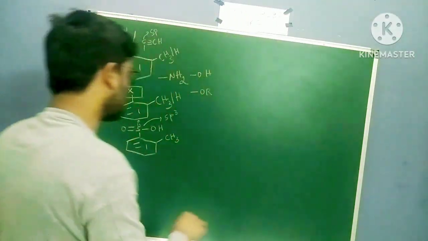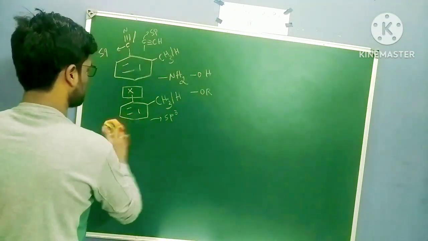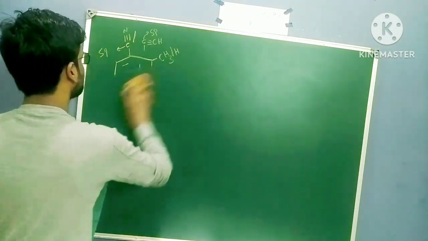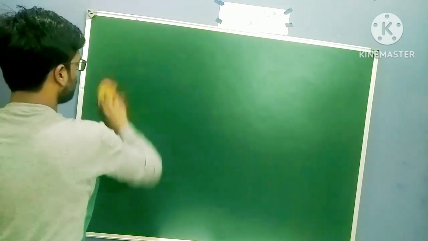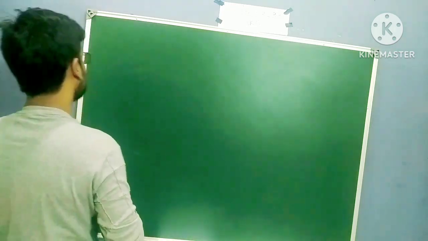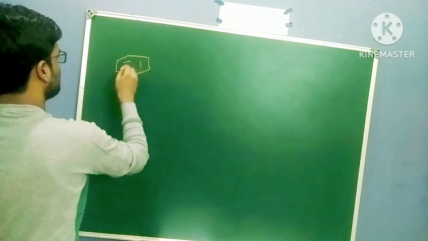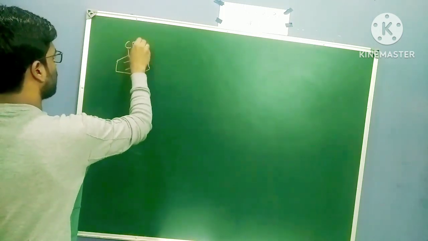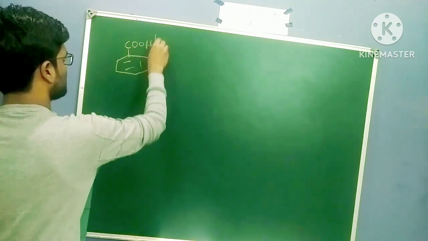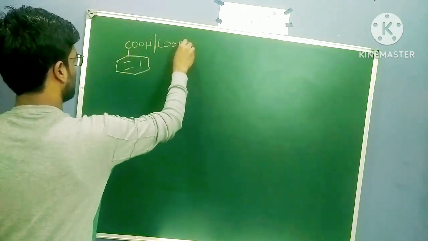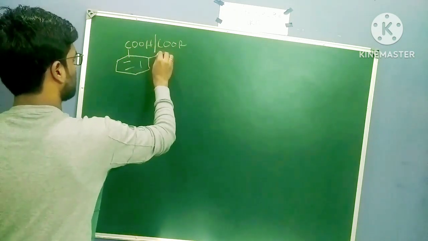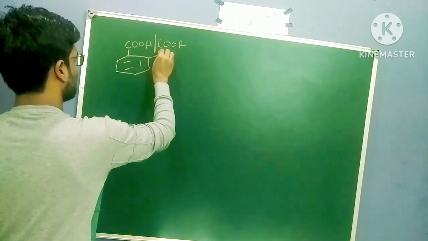Okay, so which groups will show then? That's the question, right? Which groups will show? I will give you 3-4 examples. So the group, this will show: COOH or COOR. Here bulkier group, right? Here bulkier group.